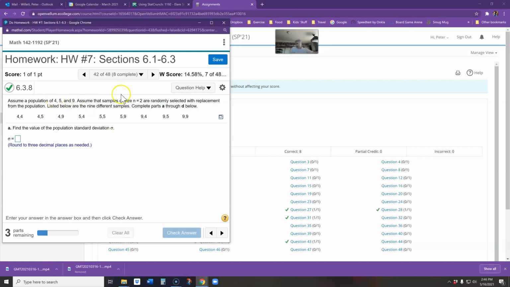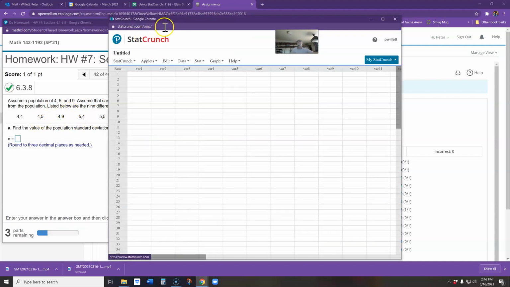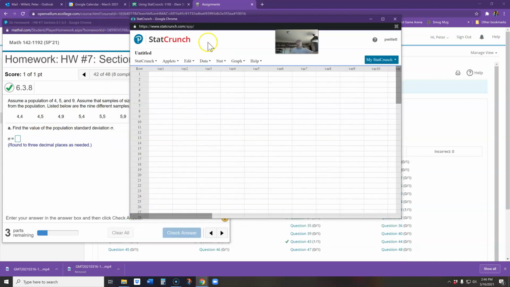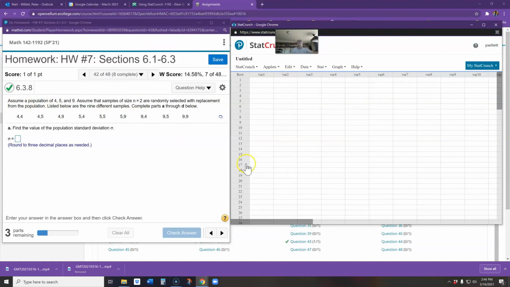Well, I'm going to open up StatCrunch just through the question help because we're not using the samples yet. And that's sort of the table that's provided are samples that we could be using, but we don't want to use that yet. And so when I have StatCrunch open, I'm going to put the population in a column. And again, the population is just these 3 numbers, 4, 5, and 9. So now that's our entire population.